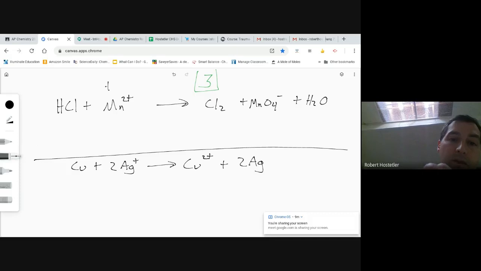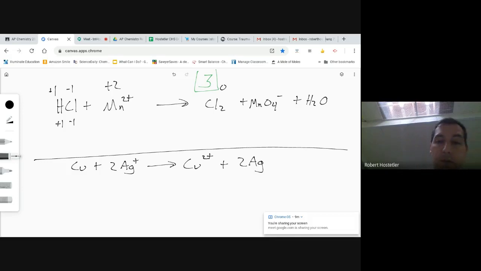So if it's a monatomic ion, the charge is the oxidation number. That's pretty easy. If it's an element, the oxidation number is 0. That's pretty easy. So here we have a -1 and a +1. Over here, we know this guy is going to add up to equal -1.